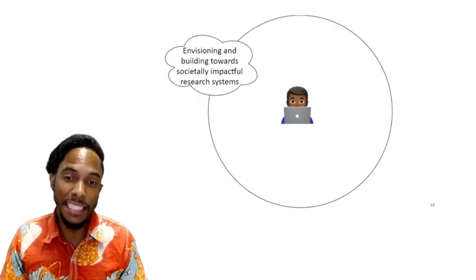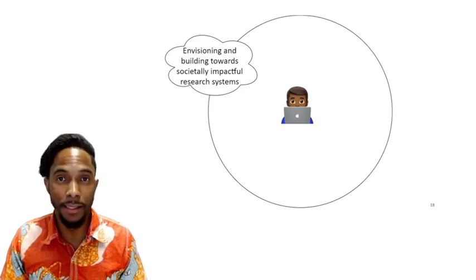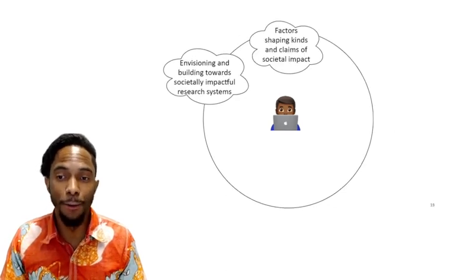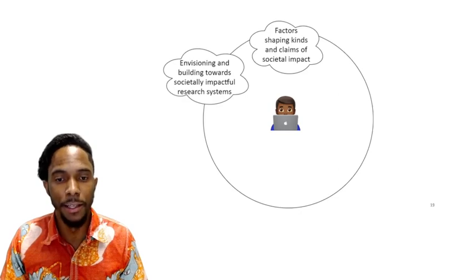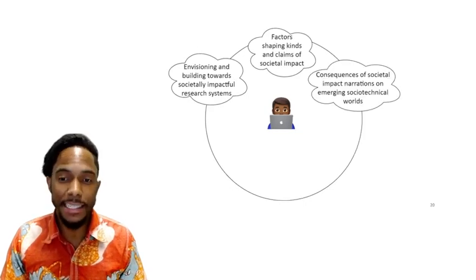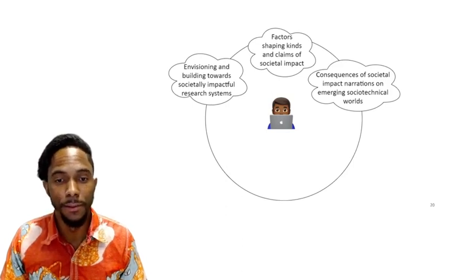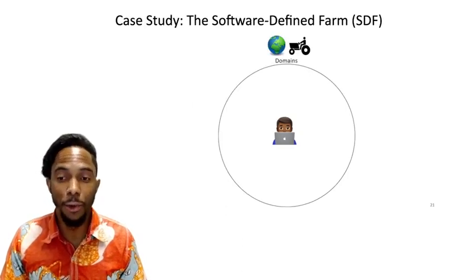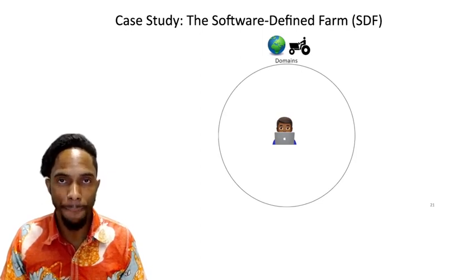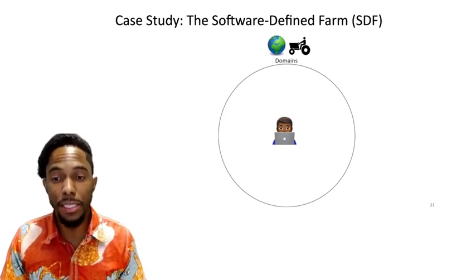First, how do academic networking researchers orient to societal impacts in the process of envisioning, building, and publishing about research systems? Second, what factors shape the kinds, forms, and claims of having societal impact? And third, how and to what extent do these orientations to societal impact shape the systems eventually built? Our work follows a case study of the software-defined farm, or SDF for short. The SDF stemmed from interdisciplinary efforts at our university aimed at the domain problem of feeding a growing world population through data-driven agriculture.